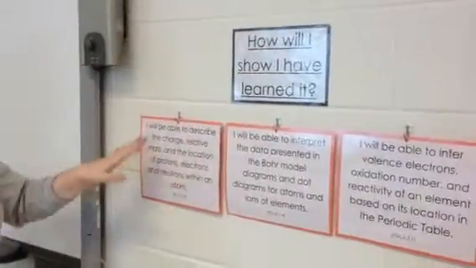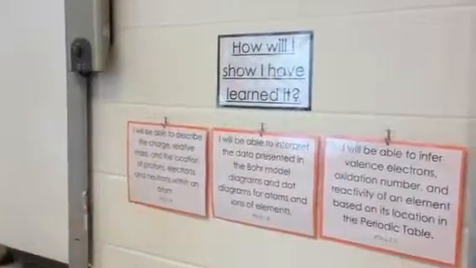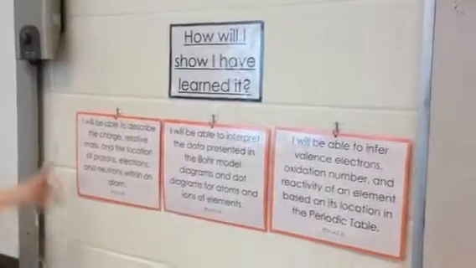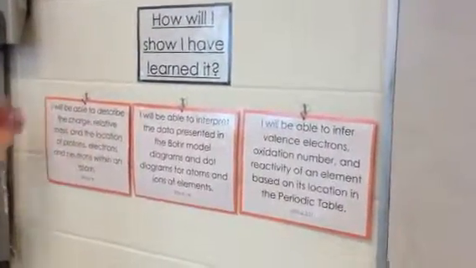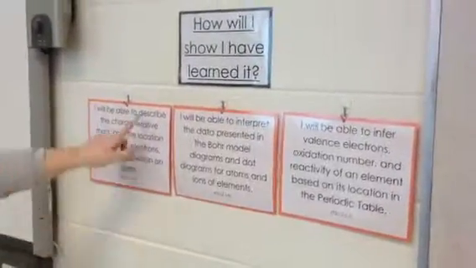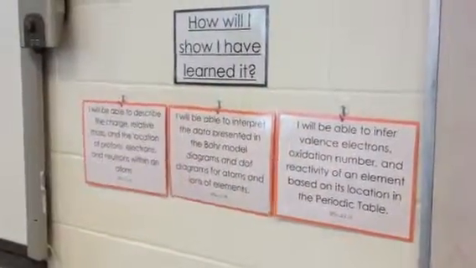So I will be able to describe the charge, relative mass, and location of protons, electrons, and neutrons within the atom. These come straight from the essential standards and the unpacked content. I just copied and pasted and then just changed the beginning to I will be able to, or I will be able to show, or I'll be able to understand. Even these words, the action words, came straight from the unpacked content and the essential standards.